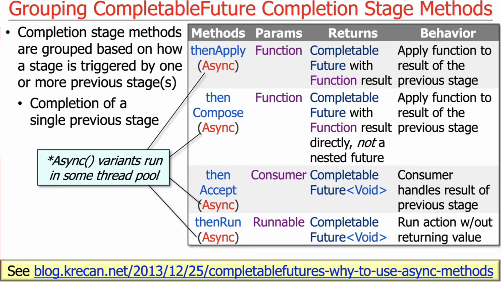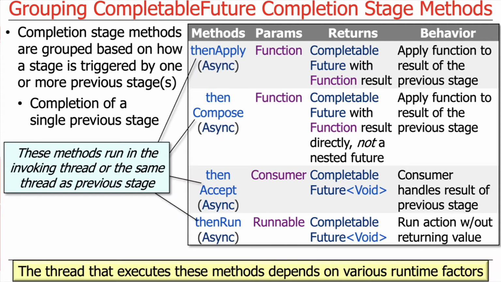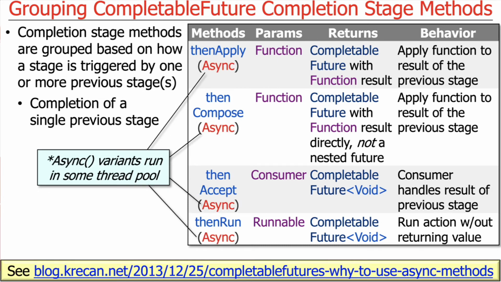So they're going to be used to schedule to run in a different thread, whereas usually the then apply, then compose run in the thread of control as the previous stage's computation ran. And we'll see later there's various factors that dictate exactly where things run. But the bottom line here is that if you use the async versions, you're likely to use more threads, which could be good. Use more threads in the common fork join pool or some other thread pool that you're using, which could be good. You could get better scalability, or you could end up with more overhead.